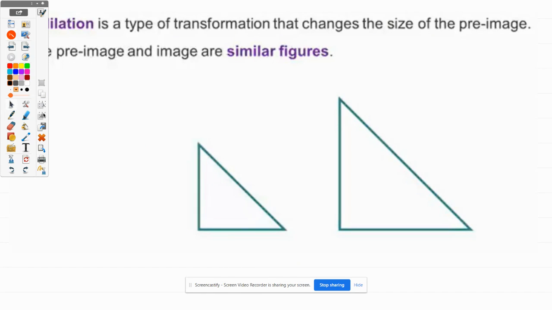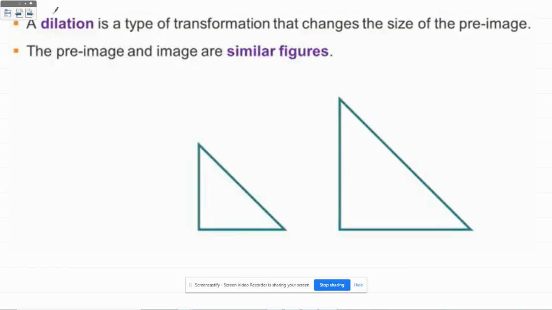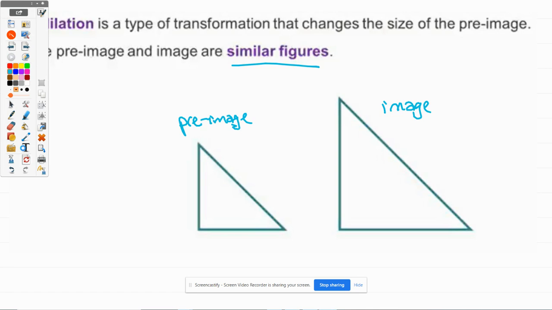And here's an example of a dilation like we talked about. It's a size change. So this would be the pre-image, and this will be the image, even though there are no markings. And you can see that it's an enlargement. It gets bigger. They are not exactly the same shape. They look similar, but they're different sizes. So we call those similar. They're similar because it's the same looking shape, but a different size. And similar figures have some properties that we will talk about later.